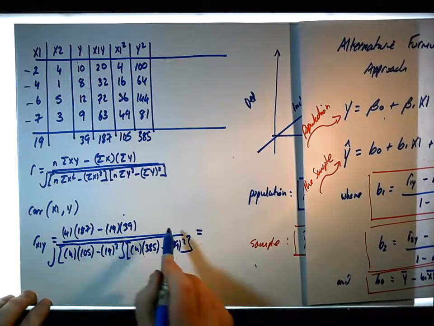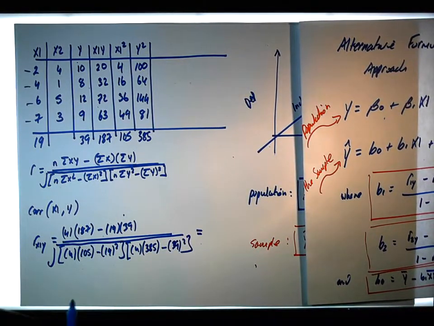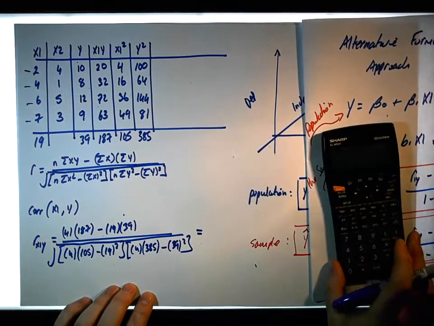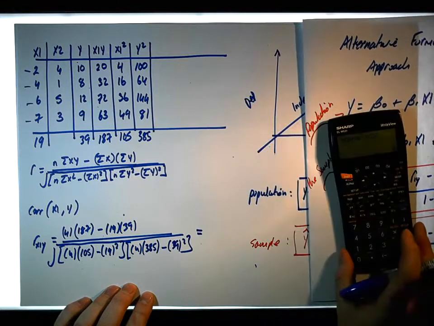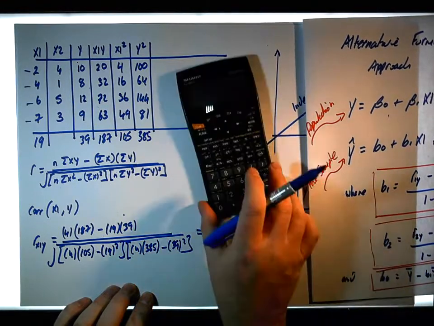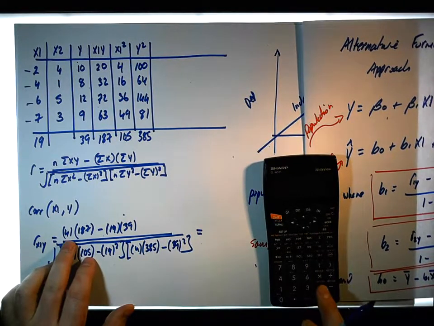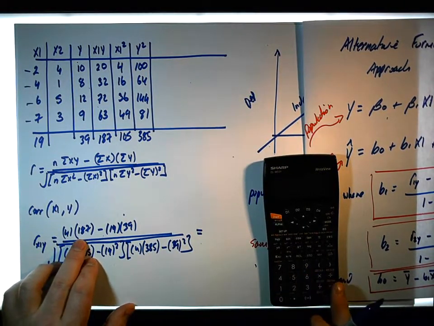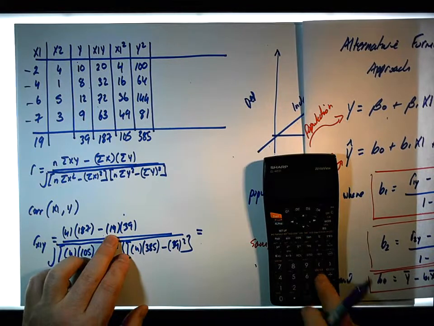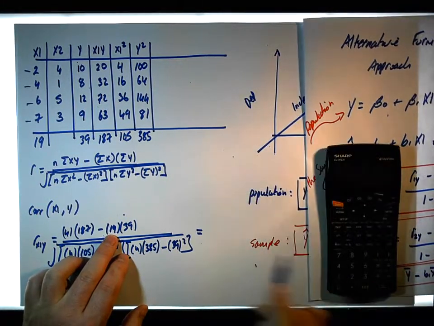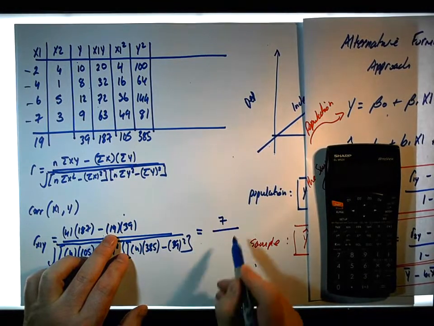So if I just do the numerator and then the denominator on the calculator here, you probably can't see that. Maybe that's a bit better here? It's probably just the lights shining down. Anyway, it's 4 times 187 minus 19 times 39. That gives us a value of 7, okay? So the numerator is 7.